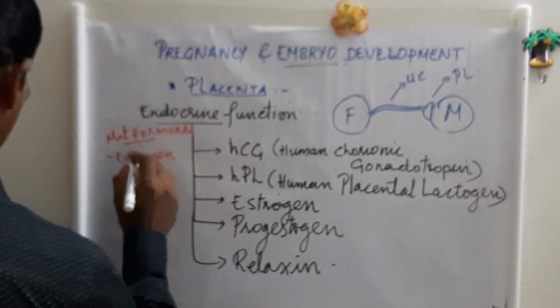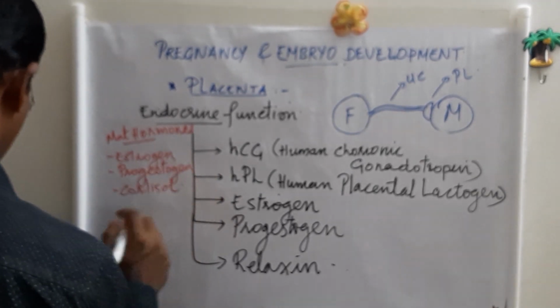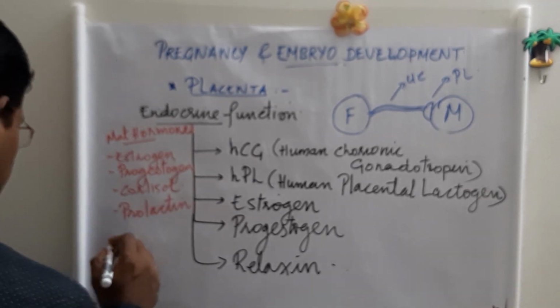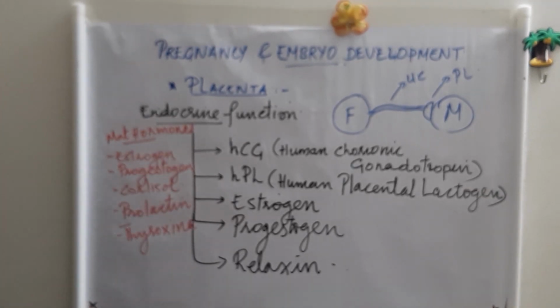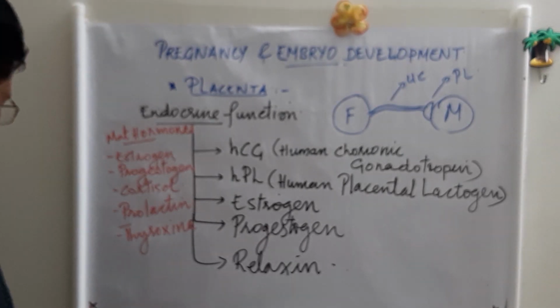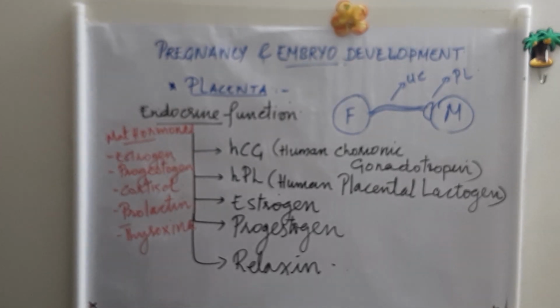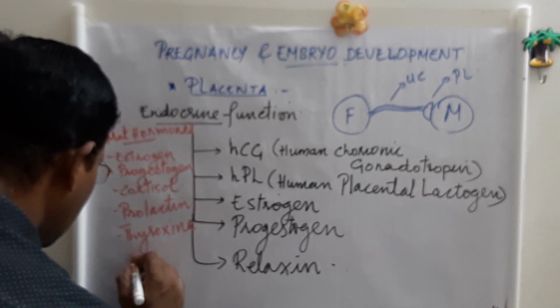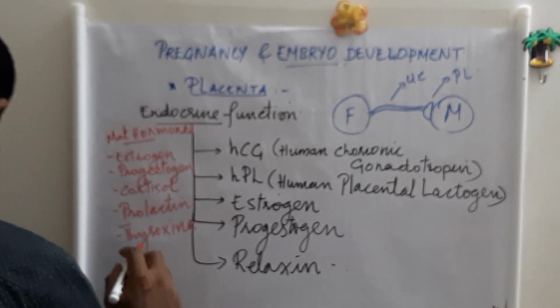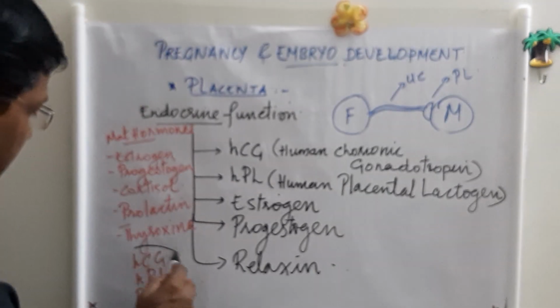Progesterone, cortisol, prolactin, thyroxine, and these hormone levels are high during the pregnancy period in the maternal blood. Apart from that, some hormones are produced only during pregnancy, that are HCG, HPL and relaxin. So these are the hormones that are produced especially during the pregnancy period only.